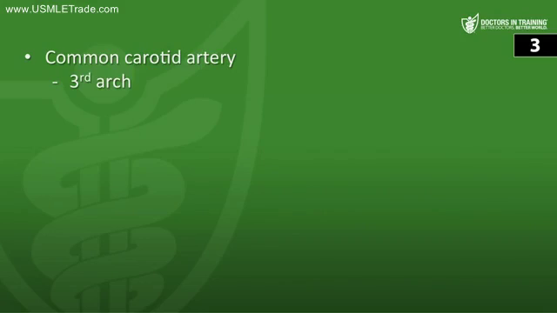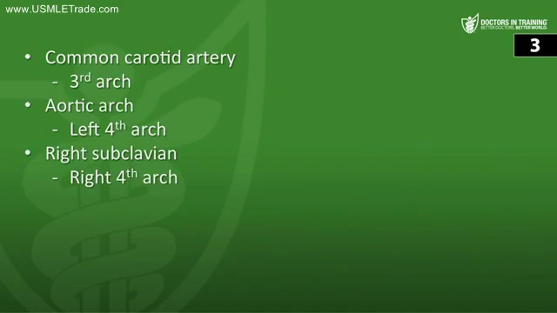Next question, which aortic arch develops into each of the following structures? So we have the third arch, that's going to give rise to the common carotid artery. The fourth on the left gives rise to the aortic arch. The fourth on the right gives rise to the proximal part of the right subclavian, and then the sixth arch gives rise to the proximal part of the pulmonary arteries and the ductus arteriosus.